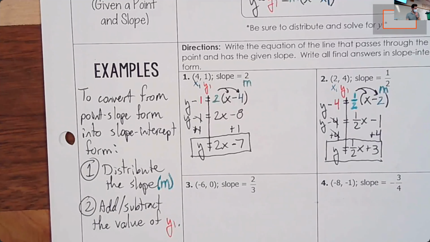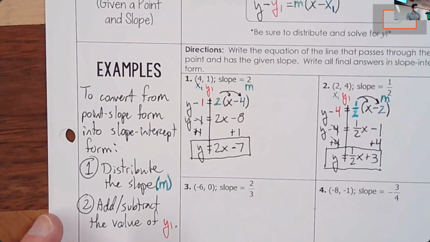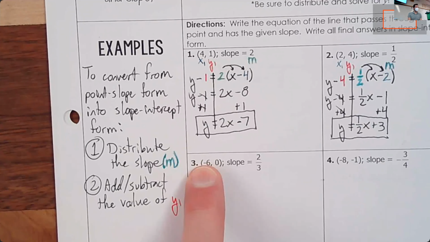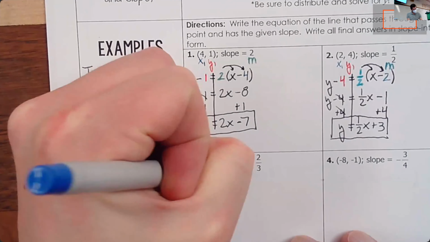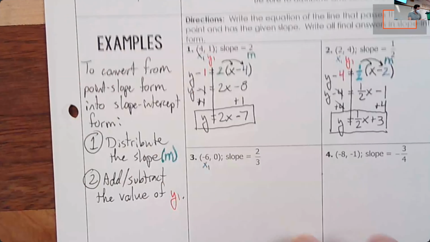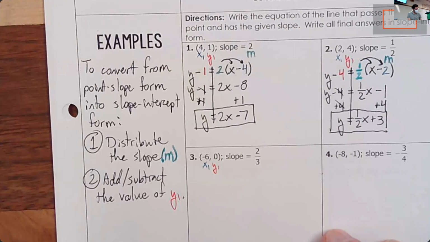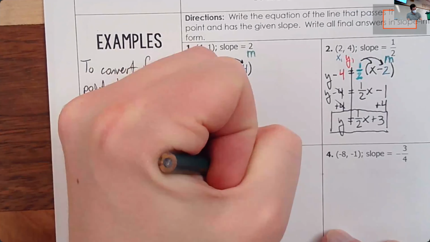So let's go ahead and try number 3. This one's going to be a little bit different, not only because of the 0, but because this time our x1 value has a negative. That'll make it look a little different in the point slope formula equation. I'll show you in a second. x1 is -6. y1 is 0. m is 2/3.